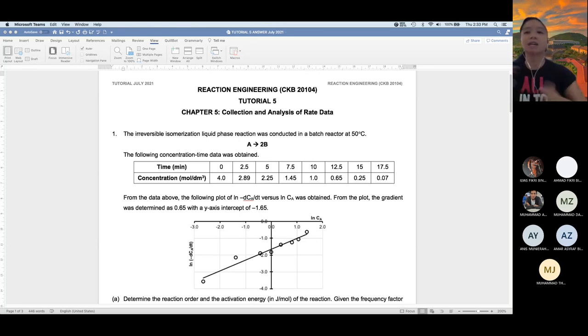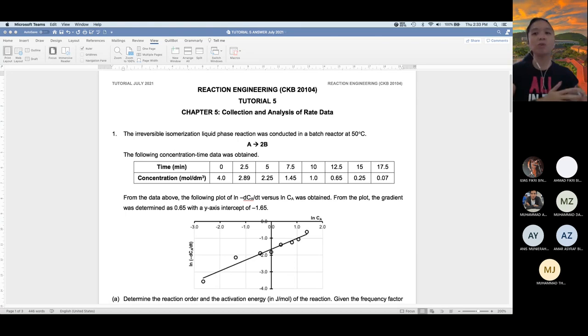previously in chapter 5. If you remember, chapter 5 is basically we have experimental data, and for experimental data we would like to translate it into the two most important kinetic information, which is reaction order, also the value of K, the reaction rate constant. Of course, we have different methods, and different methods will have different types of equation as well as types of calculation.